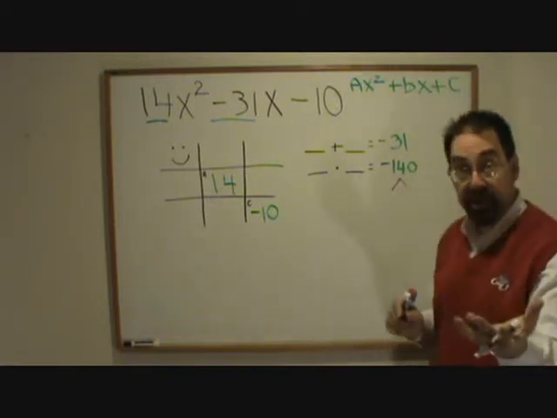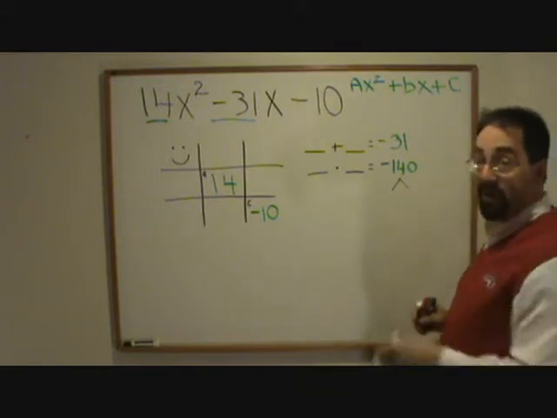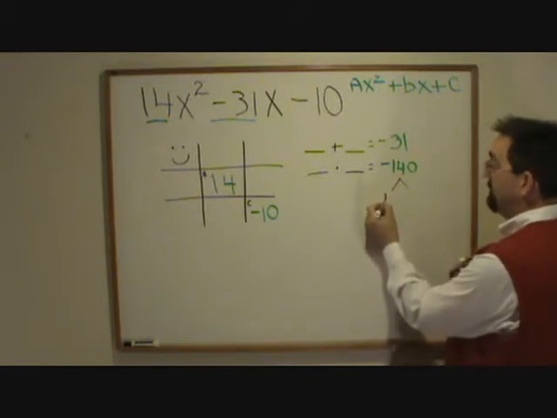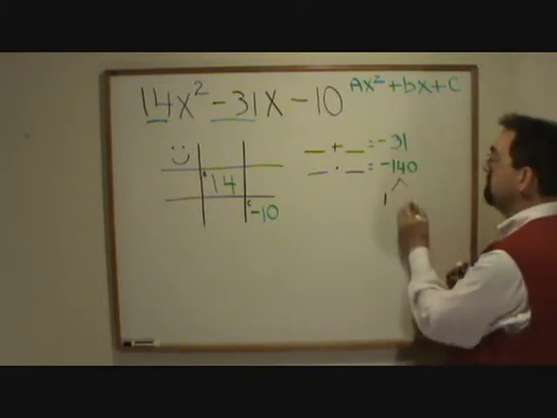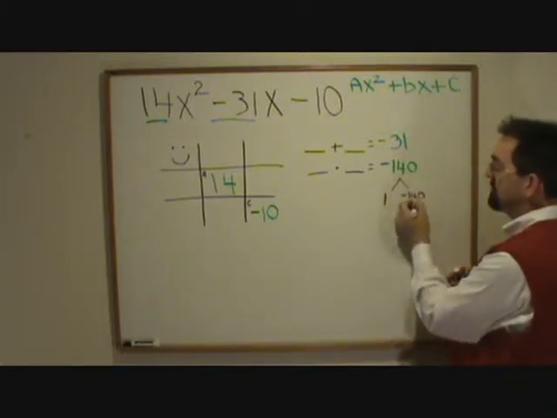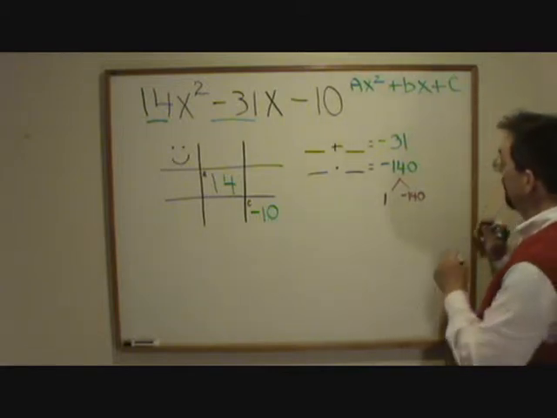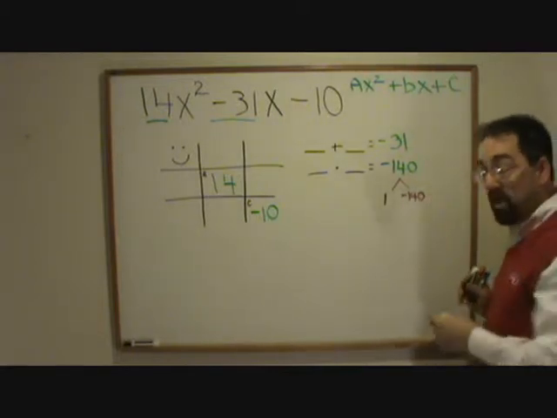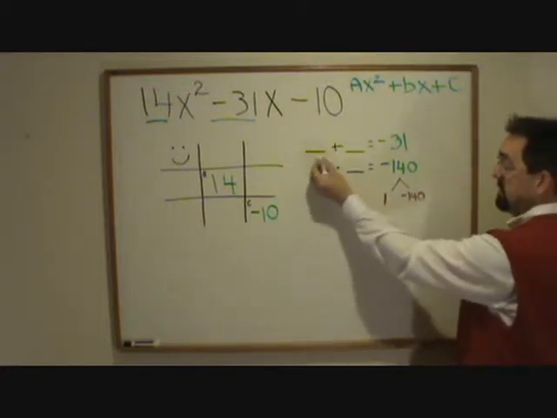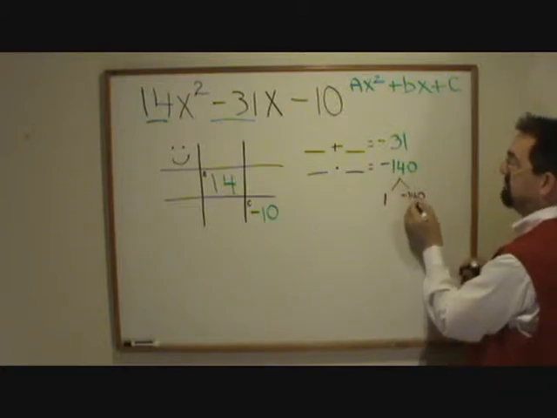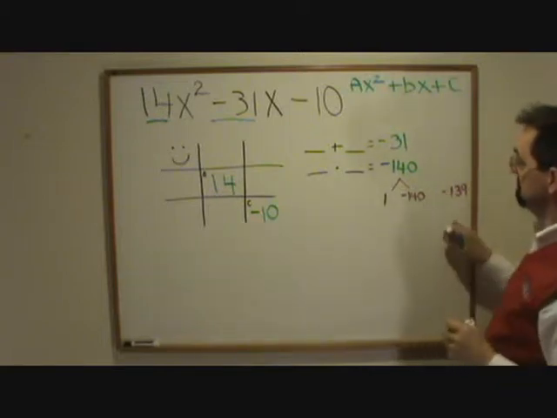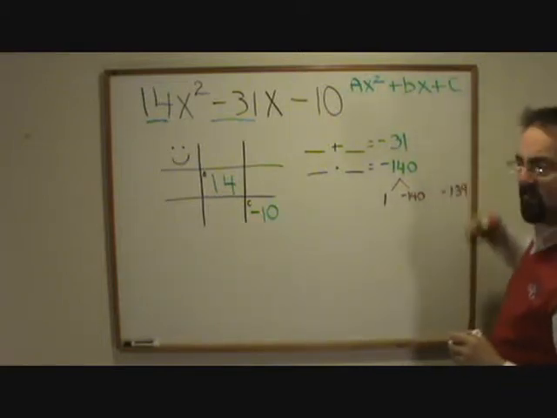Now, we can use a calculator for this in order to develop our factor tree, but I don't have one in front of me, so I always start out with the number 1. How many times does 1 go into minus 140? So 1 times minus 140 is minus 140. Now, over here, I'm going to have another column, and I'm just going to add them right up and see how we do. 1 plus a minus 140 gives me minus 139. We're looking for minus 31.